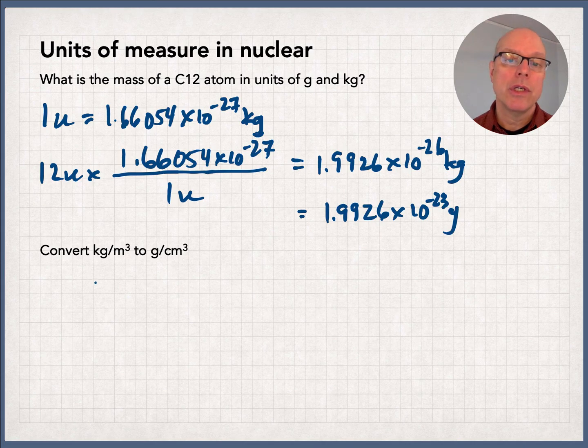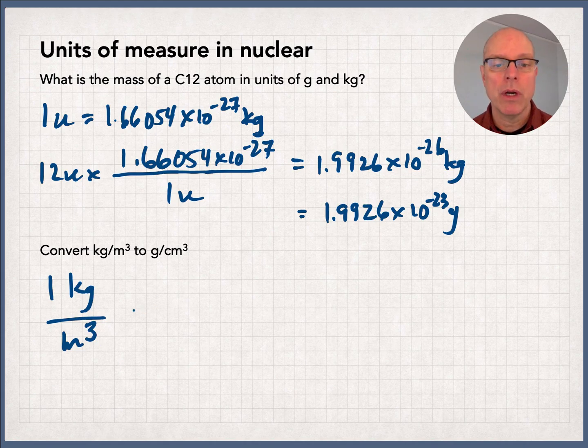Another thing we're going to see in just a second is the need to convert kilograms per cubic meter, which is a real physics unit for density, into grams per cubic centimeter, which is a very common chemistry unit of density. Because nuclear physics has history in both areas, you're going to get both of these conversions going on. So let's just start with 1 kilogram per meter cubed. You'll notice that I write it with a clear top and bottom. I think that's really important when you're doing conversions. And we'll just do these one at a time.